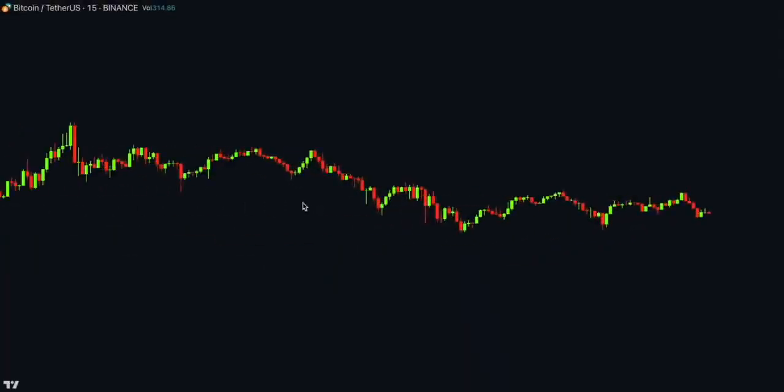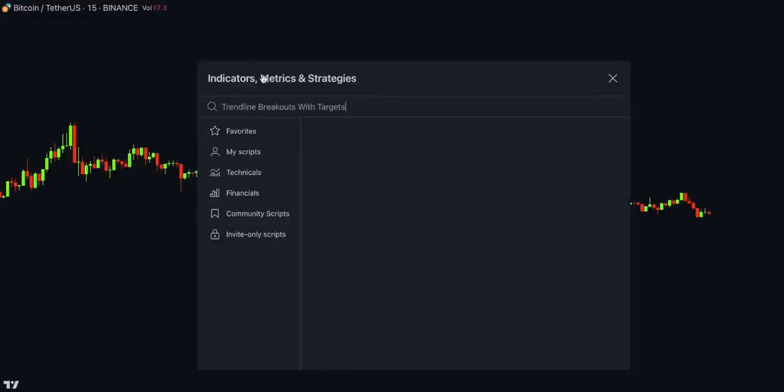To apply this indicator on your chart, log into your TradingView account and open any market. Currently, I am monitoring the Bitcoin price chart on the 15-minute time frame. Open the indicators and search for trendline breakouts with targets. Select this one by Chart Prime. Let's thank the creator of this wonderful script.